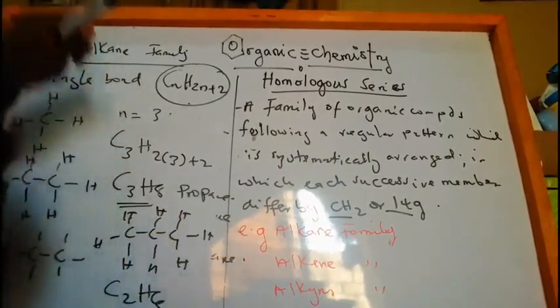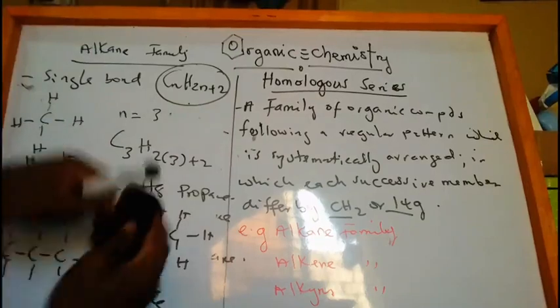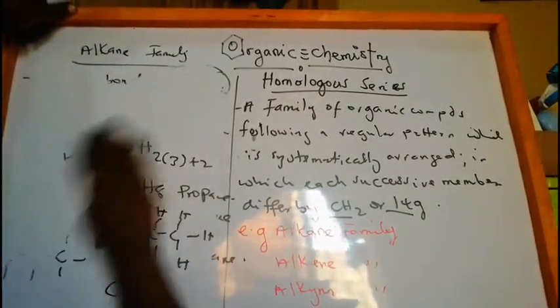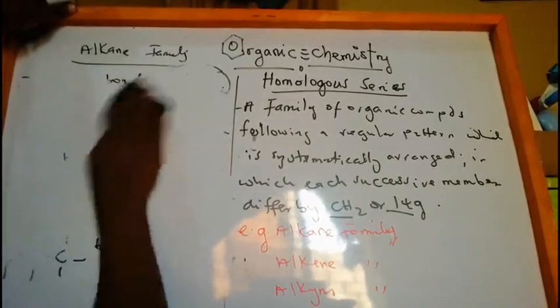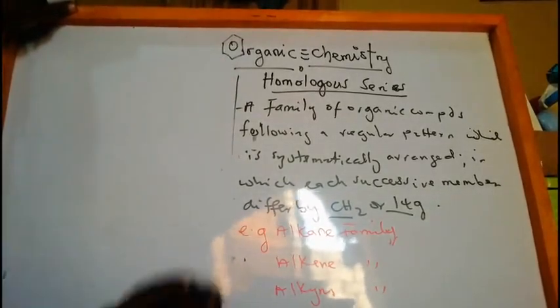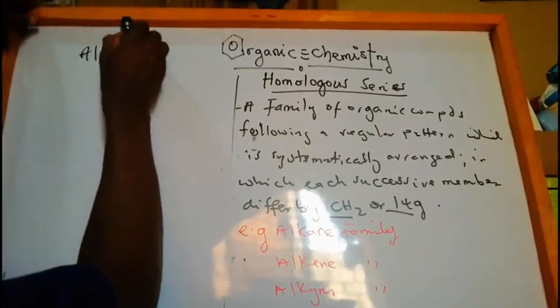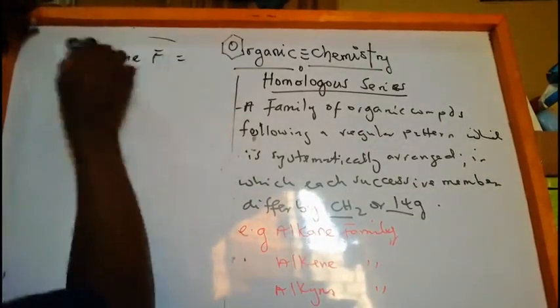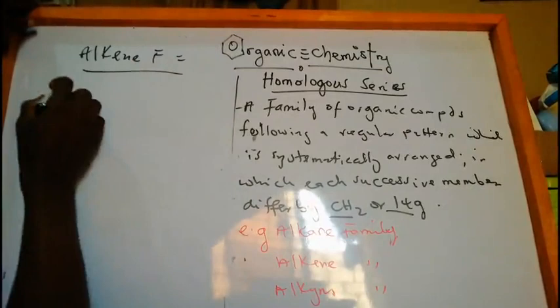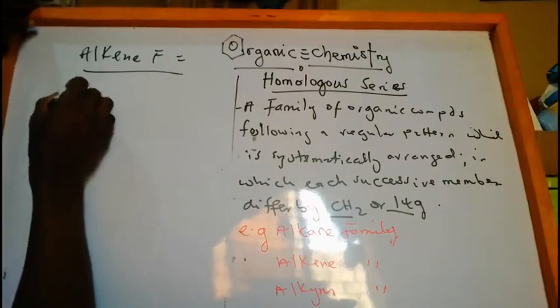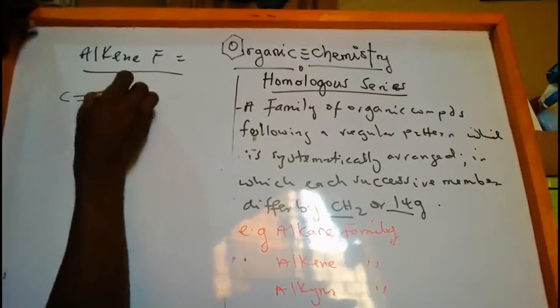Number 2, let's confirm how the alkene family follows this pattern too. For the alkene family, you should not forget that alkenes have double bonds. So if I have an alkene family, the double bond is very pertinent and important. So for example, the first member is going to be this. This is the first member of an alkene.